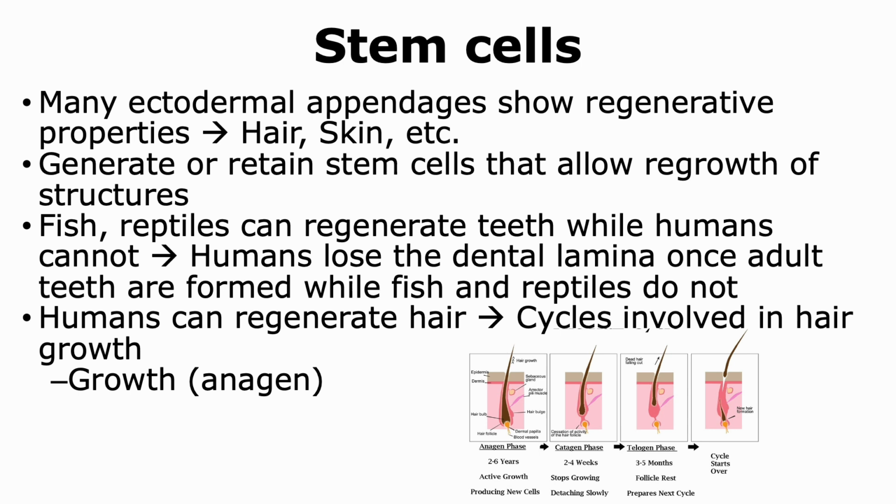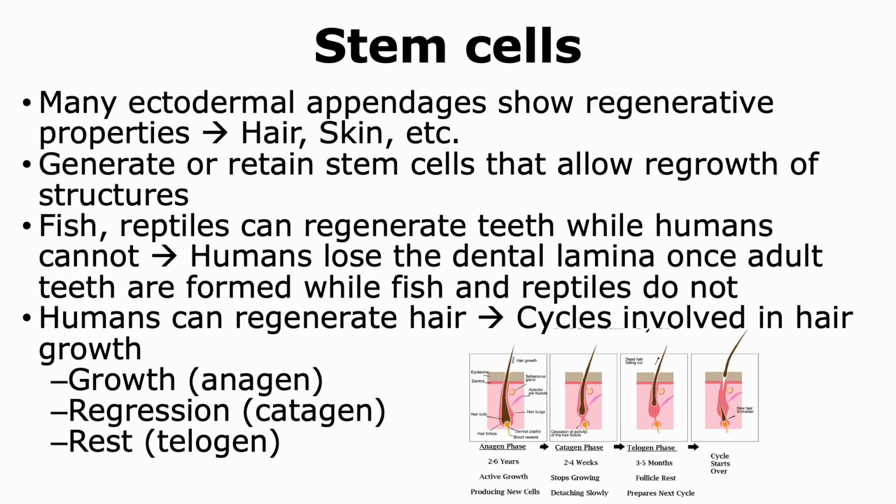In the case of humans, we all know that we can regenerate hair. Now, when we look at hair, there are different cycles involved in hair growth. The first process is the growth, which is the anagen cycle. Then comes regression, which is the catagen cycle. And then we have the resting cycle, which is called telogen, and the regrowth cycle.